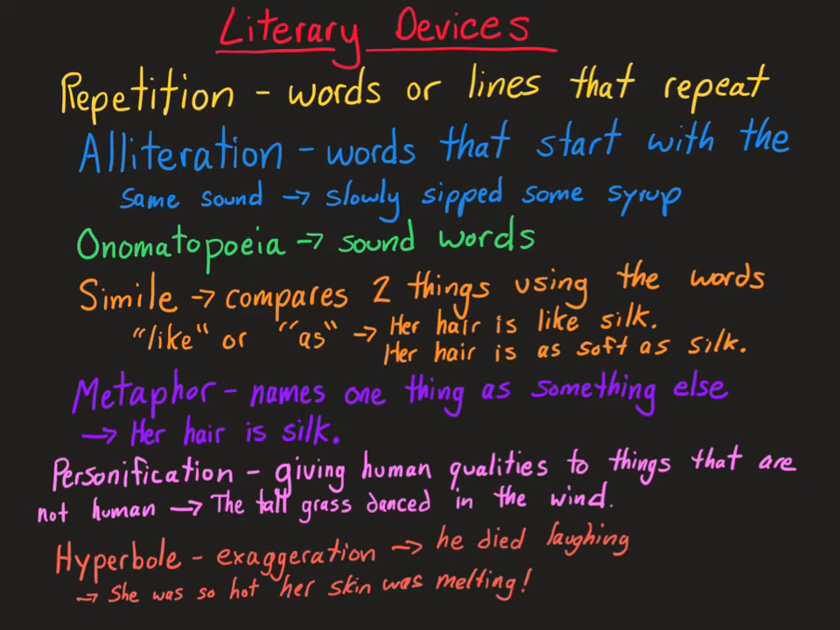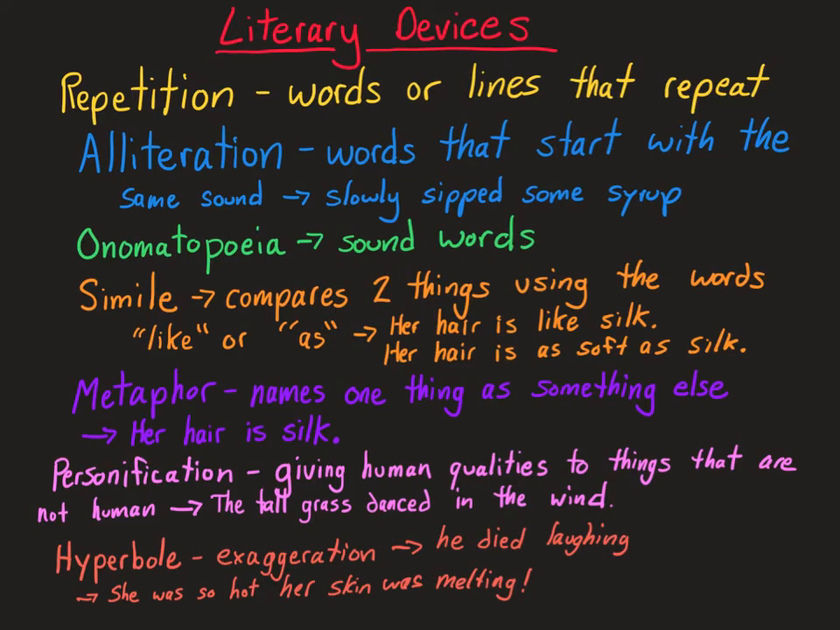Alliteration. That's an author using words that start with the same sound. An example might be slowly sipped some syrup. Alliteration doesn't always have to be a string of 4 or more words. Sometimes it's only 2, and sometimes there's words that might separate words that are being used in alliteration. Okay? The next one has a really fancy and difficult to say and spell name, onomatopoeia. Those are sound words.